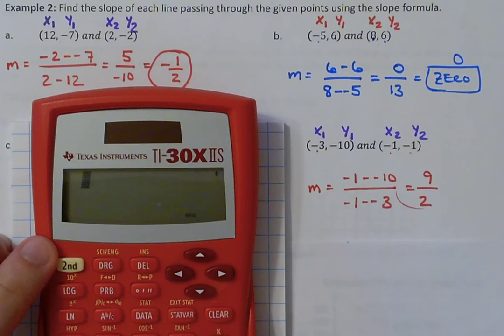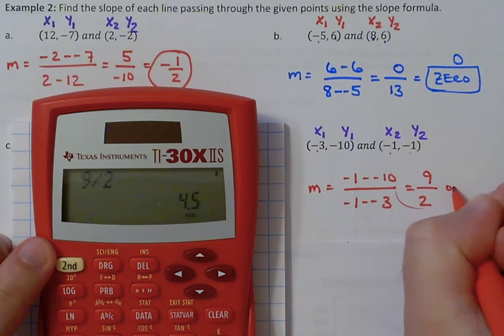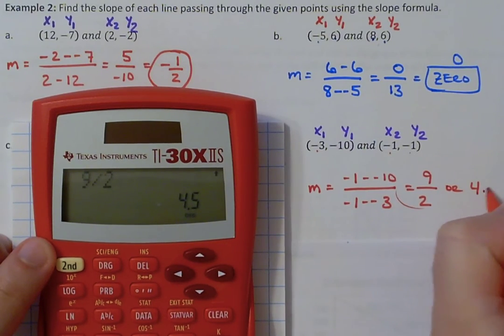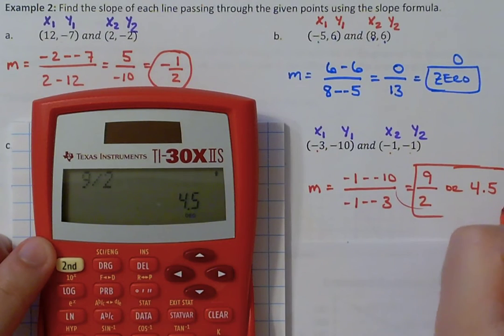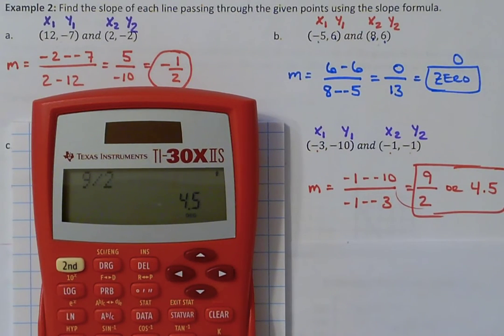In case it would want to know the decimal, you would just do 9 divided by 2, and that would be 4.5. So it could be 9/2, and it would also be the same thing as saying 4.5. So in case it wants a decimal, know that you would just do 9 divided by 2 to get your decimal. If it's okay with the fraction, leave it as the fraction. Odds are it wants you to leave it as a fraction, so 9/2 would be your solution.